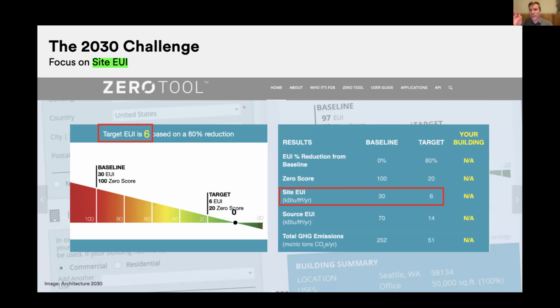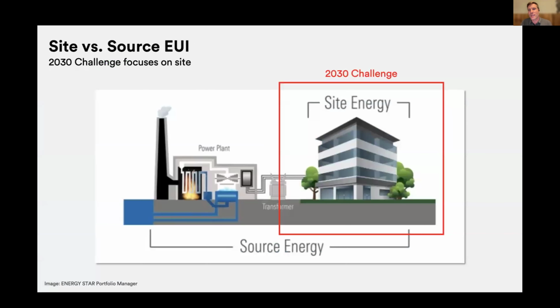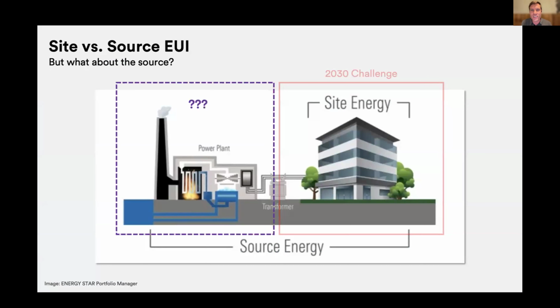There's a parallel conversation happening about, well, wait a minute. Site EUI describes the use of energy on site, but it's not the whole picture. All that energy comes from other sources upstream. Jared will talk about what happens on the grid side. We're actually missing a lot with this narrow focus just on site energy, for instance, where that energy comes from upstream.